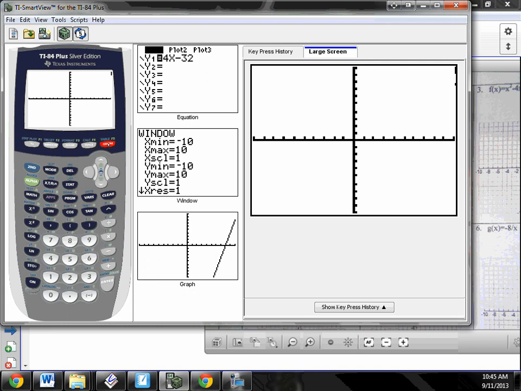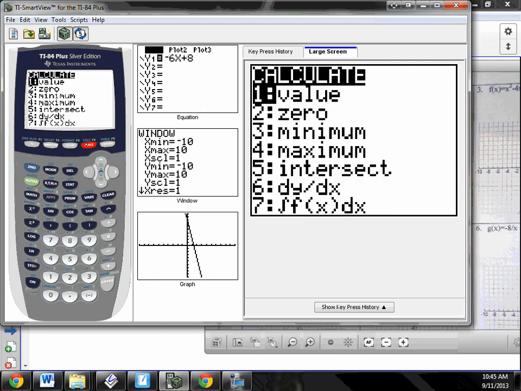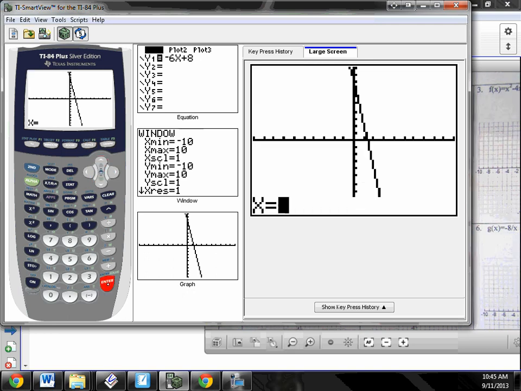Okay, the next one, negative 6x plus 8. Push graph. For the y-intercept, I just need to plug in 0. So second calc, go to value, and I want to plug in x equals 0, enter, and we get y equals 8. I just plugged in 0. The y-intercept is 8.